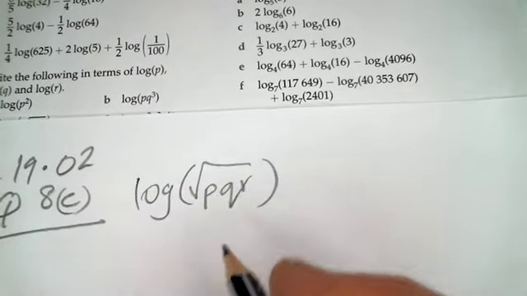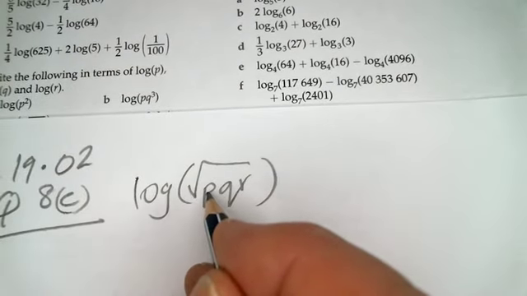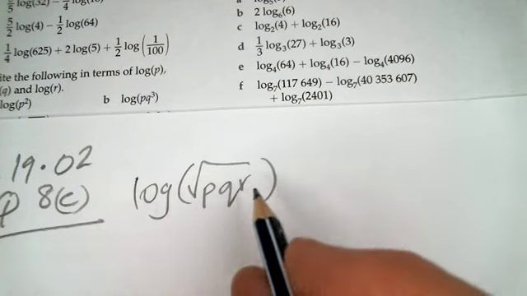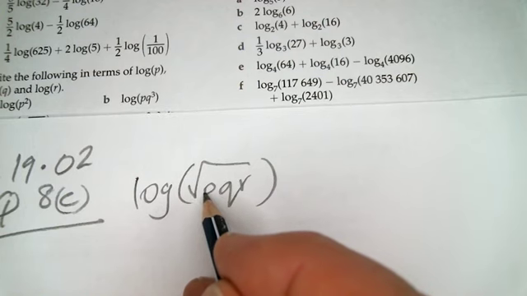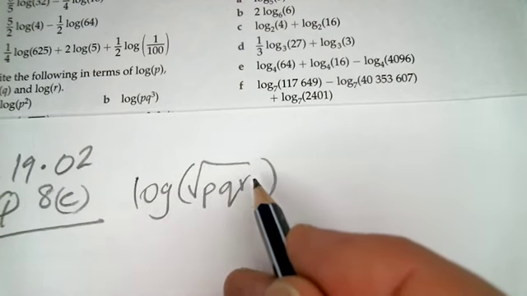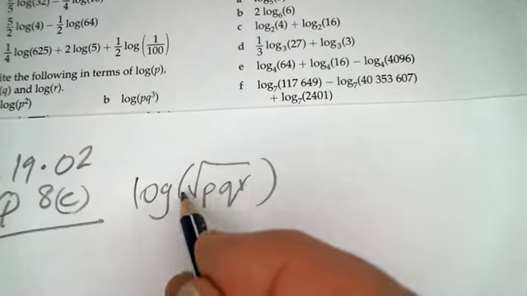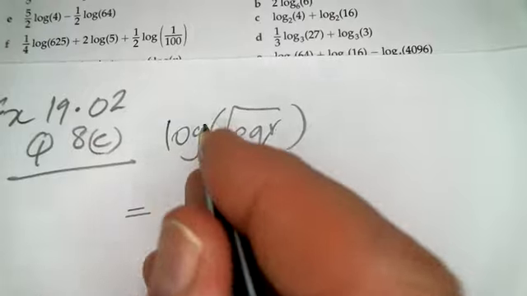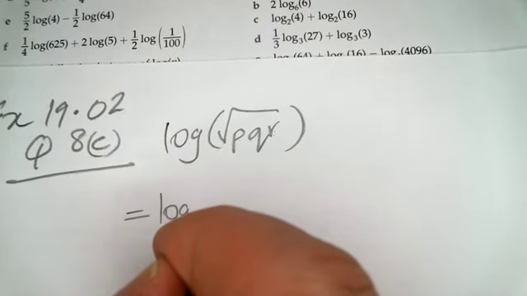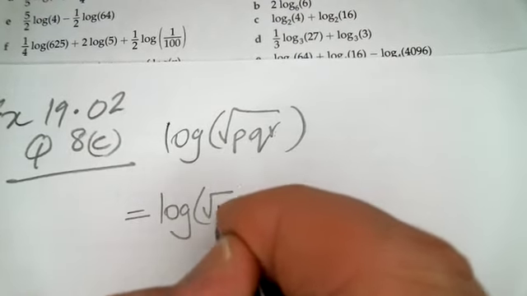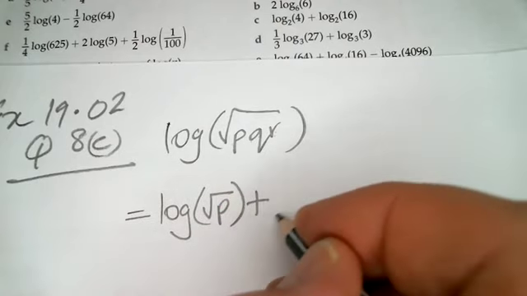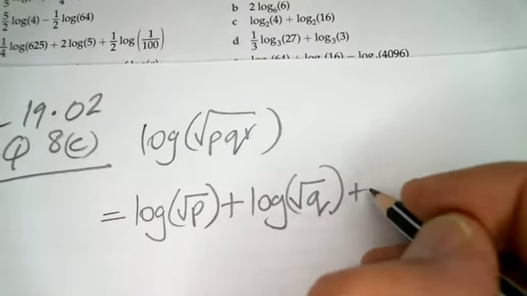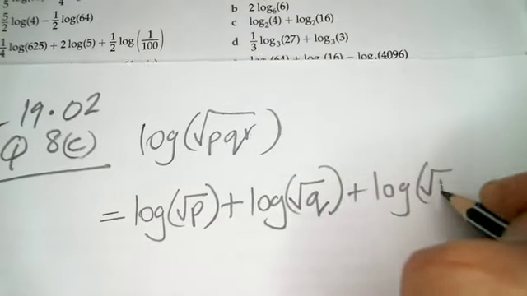So, of course, if we've got something to the power of square root, it's really to the power of a half. And these are really multiplied together. This is the square root of P times the square root of Q times the square root of R, which is equal, of course, to the square root of P times Q times R. So let's restate this now, but this time as separate items. So this is the log of the square root of P plus the log of the square root of Q plus the log of the square root of R.